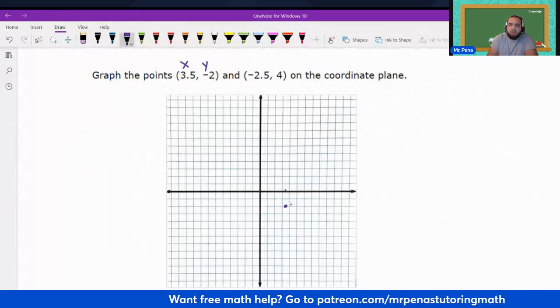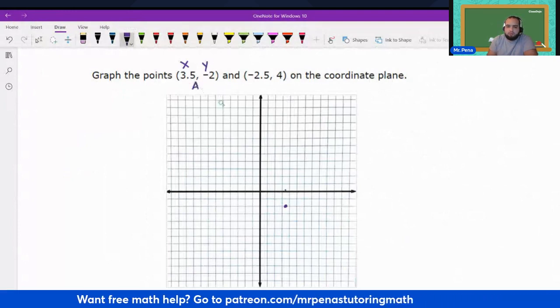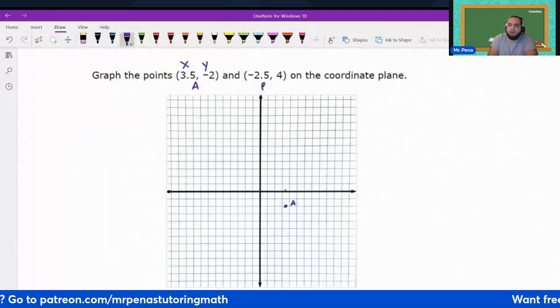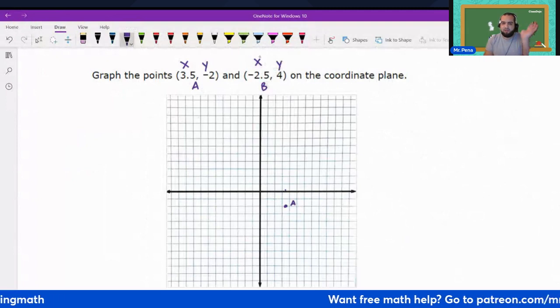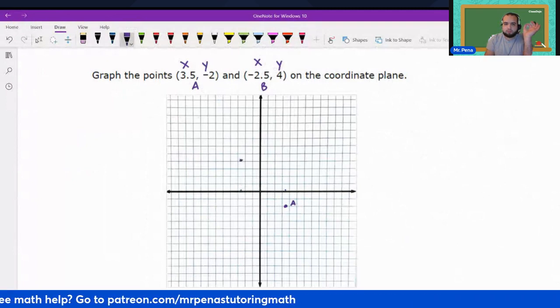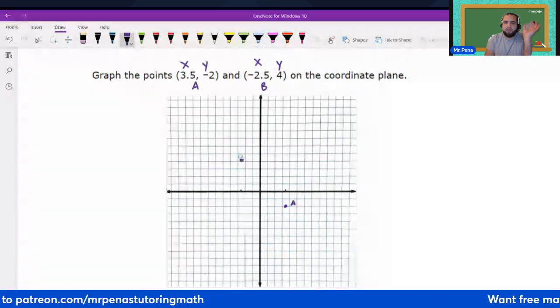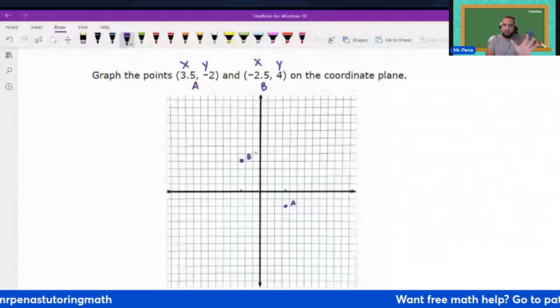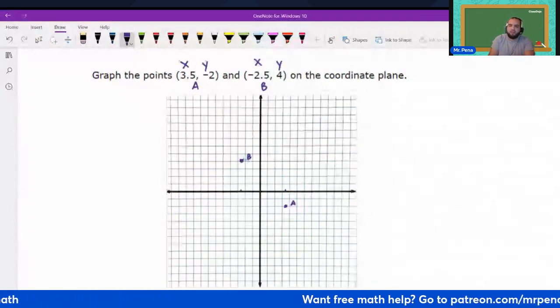So let's call this point A, and let's call this point B. Again, our x-axis and our y-axis. Negative 2.5. So it's about right there. And then 4. 1, 2, 3, 4. Because it's 0.5, it's about in the middle. That's why it doesn't fall on a grid or a line.